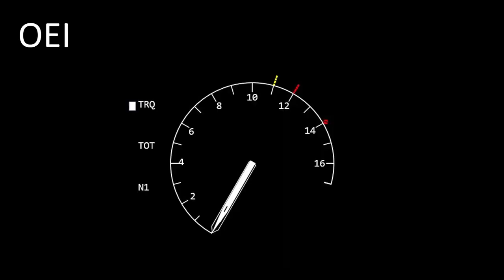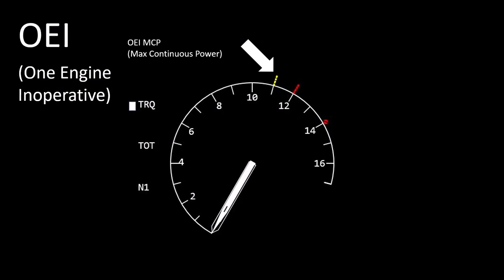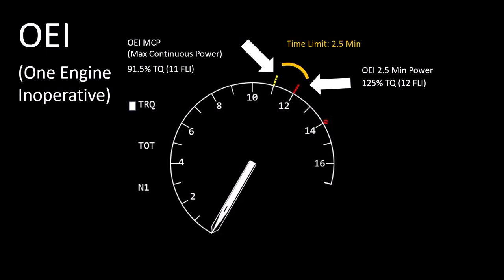All right, going into the last mode of the FLI, it's OEI, or one engine inoperative. The first limit you see here is your max continuous power. It's kind of analogous to that 71% value that we saw with all engines on. Here with one engine inoperative or single engine operation, it's 91.5% torque or 11 FLI. And again, no time limit to that because that's your continuous power. The next one we see here is OEI 2.5 minute power. It's 125% torque or 12 FLI. And yes, there's a time limit of 2.5 minutes, just like it sounds.